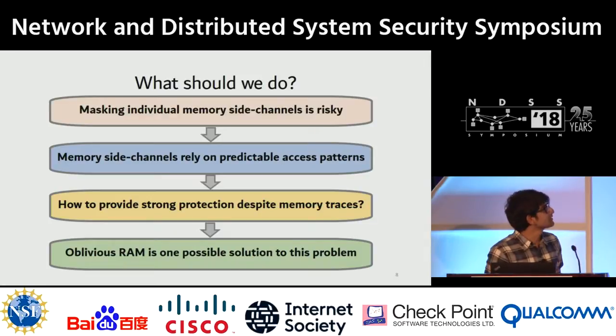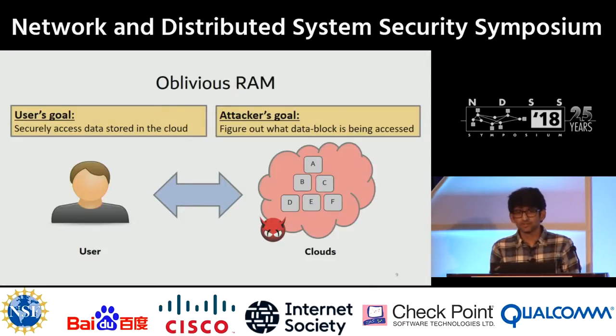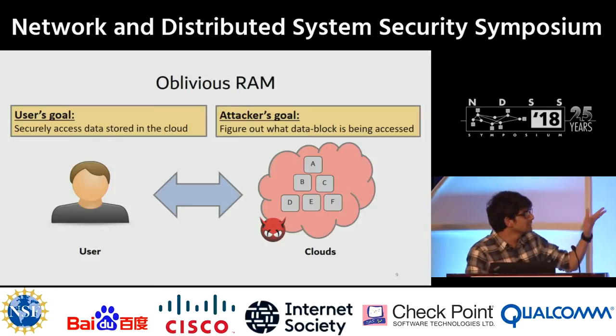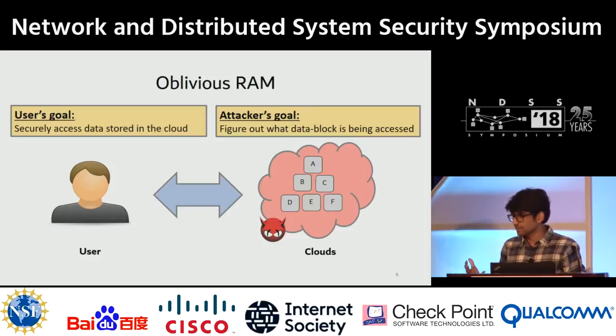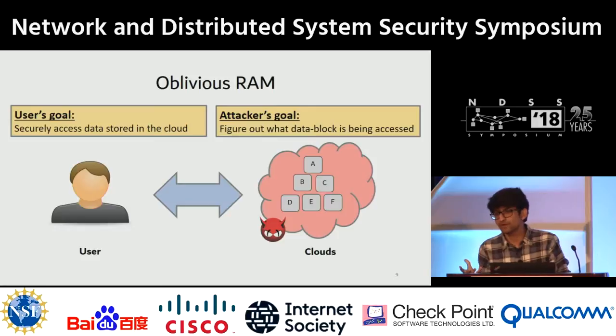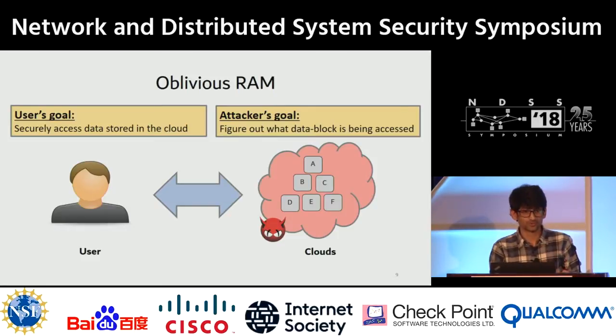So what is Oblivious RAM? What Oblivious RAM does is that there is a user who wants to store some security-sensitive data blocks, A, B, C, D, E, F, in a cloud system. And the attacker, who could be the cloud provider in this scenario, wants to find out when a user is going to access a certain block, and to find out which of these blocks was actually accessed.